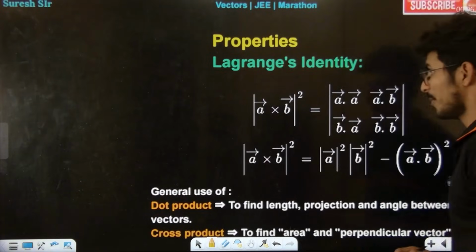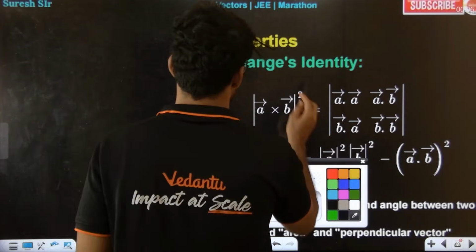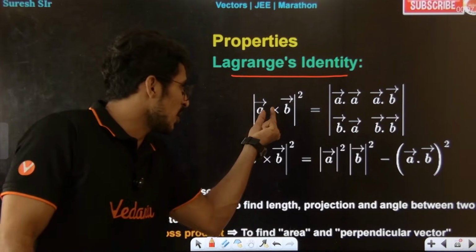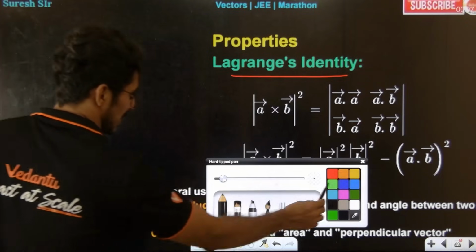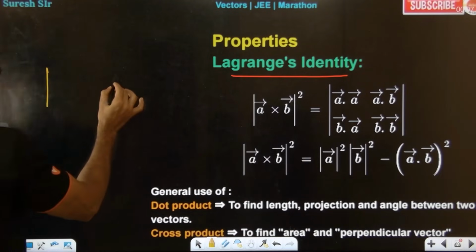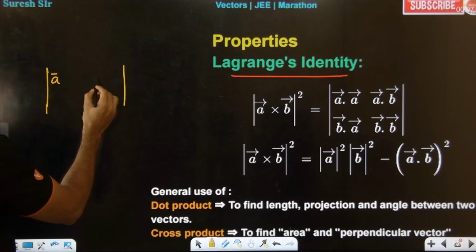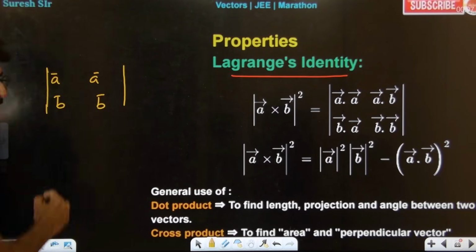Next, one more beautiful property, Lagrange's identity. Lagrange's identity is all about what? I will tell you a beautiful logic to remember this. Magnitude of A cross B whole square is equal to... Let me write it here and show you. Listen, you need to draw a 2 by 2 determinant like this. So you write A, next B.